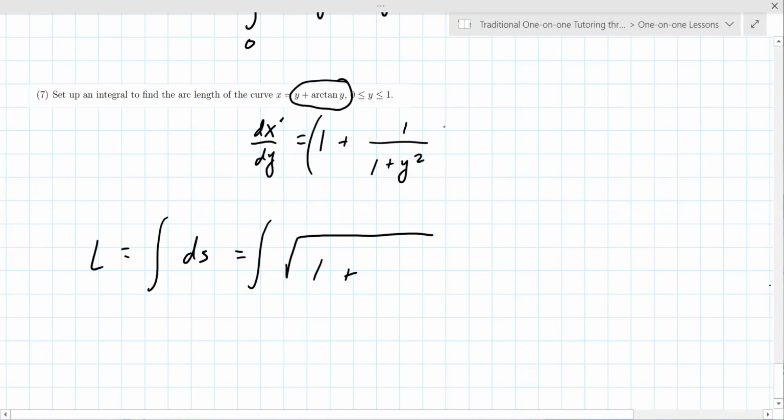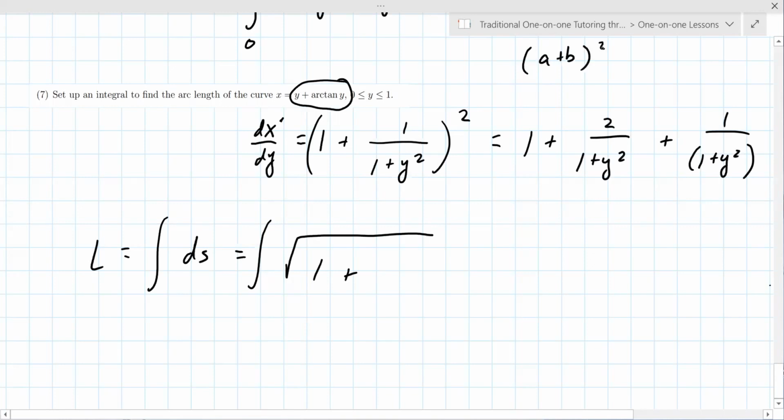I mentioned this before, I like to square this before I plug it in here, which maybe doesn't seem like the right step, but we're going to just do it anyway. So it's 1 plus 2 over 1 plus y squared plus 1 over parentheses 1 plus y squared, squared, like that. That's just your a plus b squared formula.